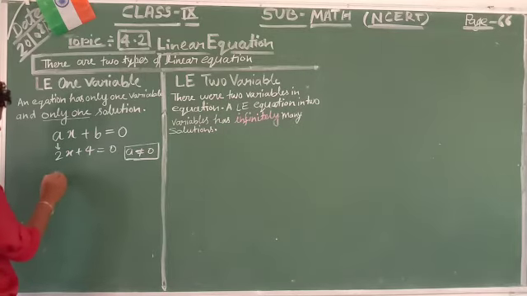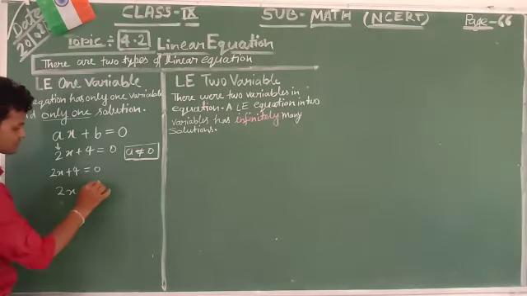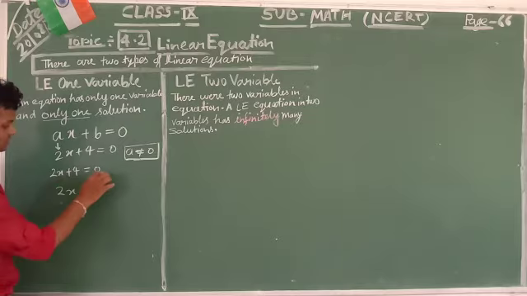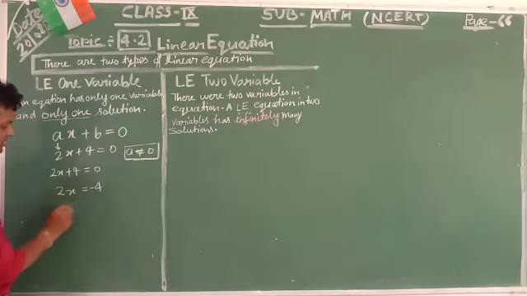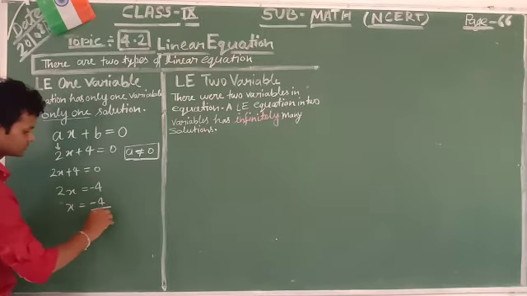You write here 2x plus 4 is equal to 0, for only one solution. I confirm only one solution. You write here 2x is equal to, and transpose this number to this side, transposed with a minus sign, because here positive goes here with negative sign. x is equal to minus 4 upon 2.